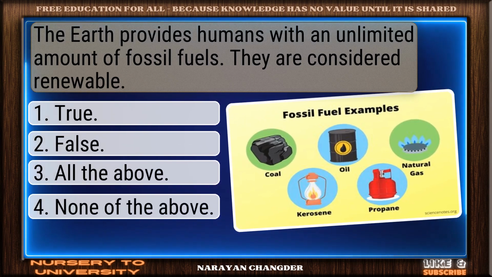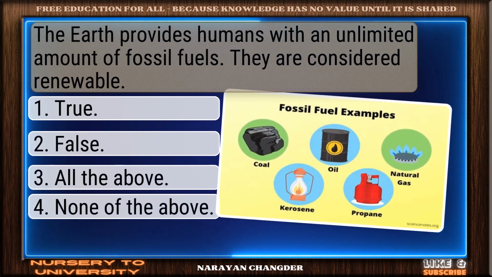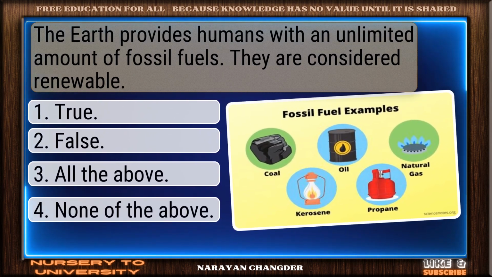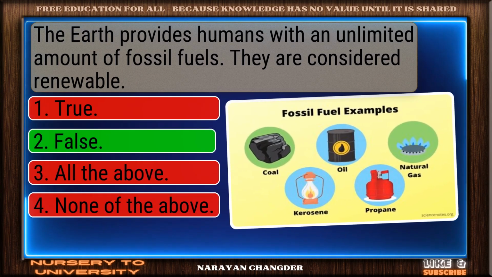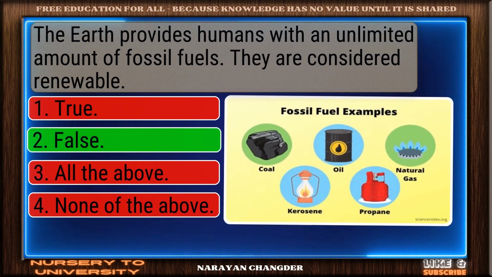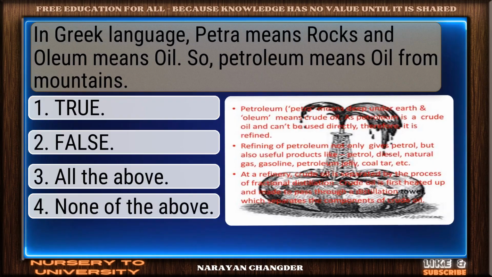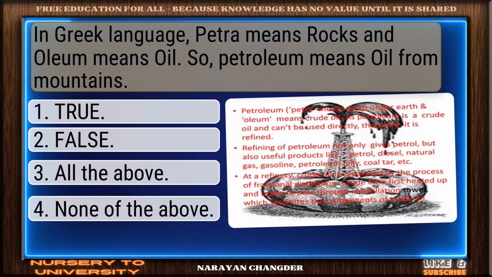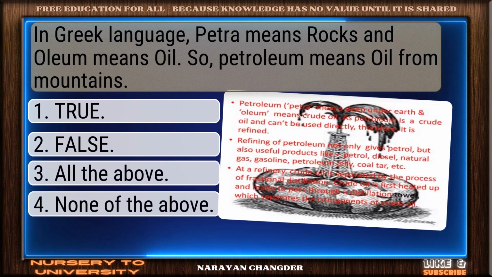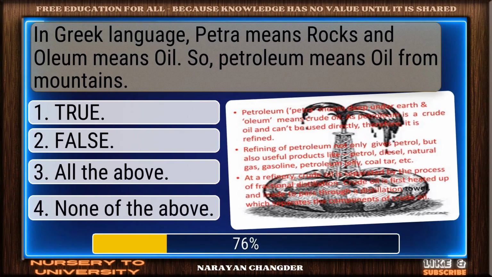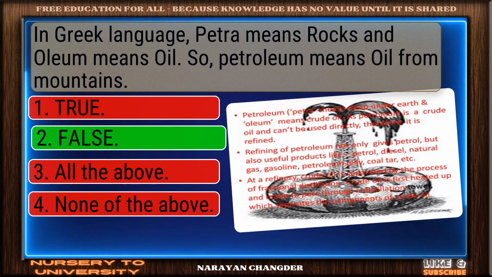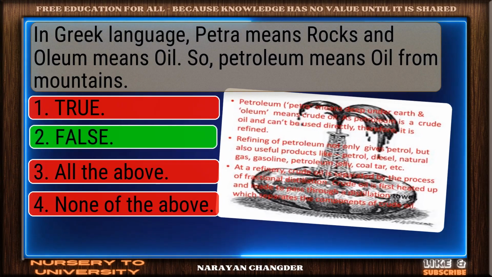The Earth provides humans with an unlimited amount of fossil fuels. They are considered renewable. You got it. Your choice false is right. In Greek language, petra means rocks and oleum means oil. So, petroleum means oil from mountains. Well reasoned. False is the correct choice.